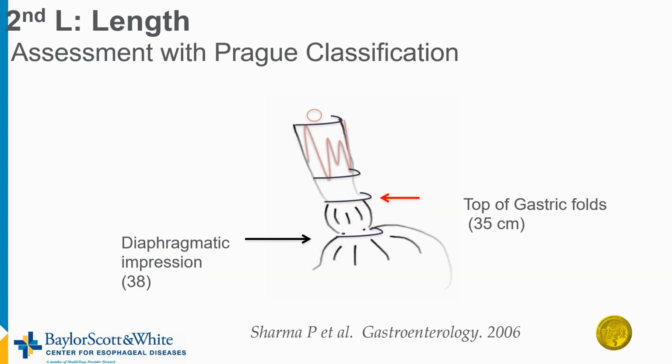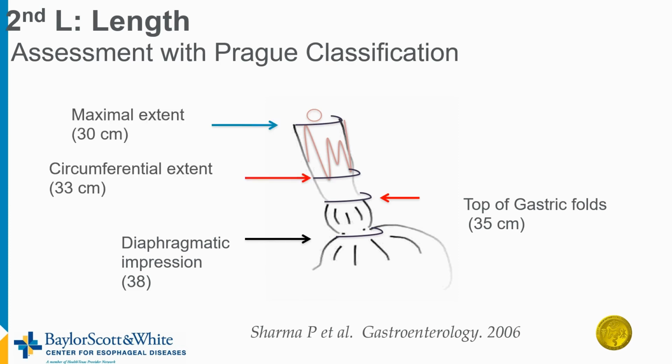The Prague classification system is a validated method to measure and document length. We do this by starting with the top of the gastric folds and measuring to the circumferential extent and then the maximal extent of the contiguous Barrett's. We then denote this classification with the C and M letter. The example here would show the top of the gastric folds at 35, the circumferential extent at 33, and the maximal extent at 30, and therefore we denote this segment as a C2 M5 Barrett's esophagus.